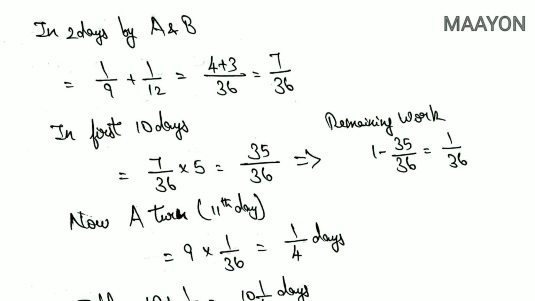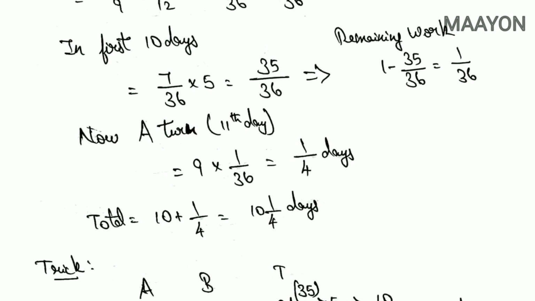Now A's turn, 11th day. As the remaining work is 1 by 36 and A can do the whole work in 9 days, so 9 into 1 by 36, A will complete the work in 1 by 4th of a day. That is, on the 11th day A would do the work in 1 by 4 of a day. Then the total would be 10 plus 1 by 4, that is 10 1 by 4 days. This is the final answer.